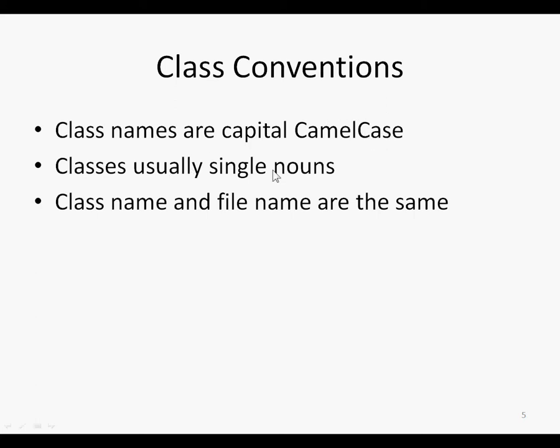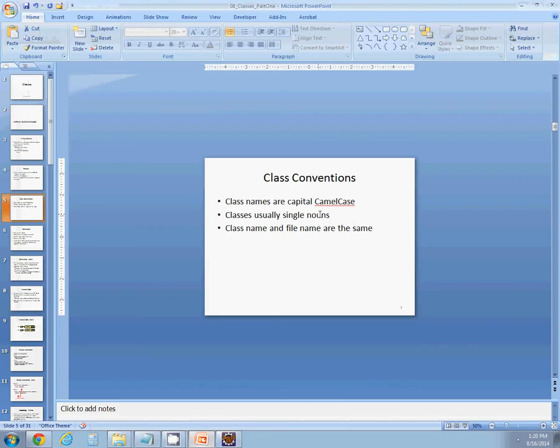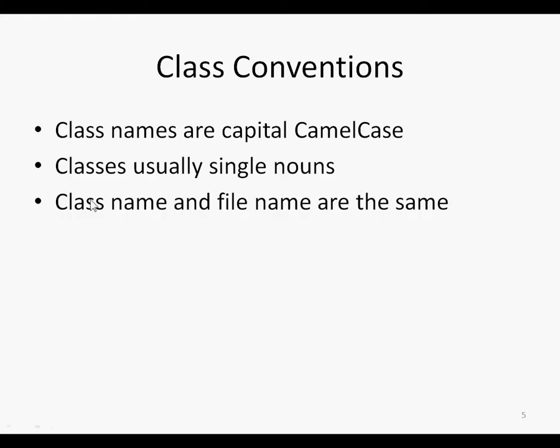Our classes are usually single nouns, so I called my class Die. I did not call it Dice. I might call my class Student, not Students. Okay, so by convention, a class represents one object, and so our class names are usually single nouns. And then our class name and our file name are the same. This actually is a rule, not a convention, so this part you have to follow. So my Die class is in a file called Die.java.